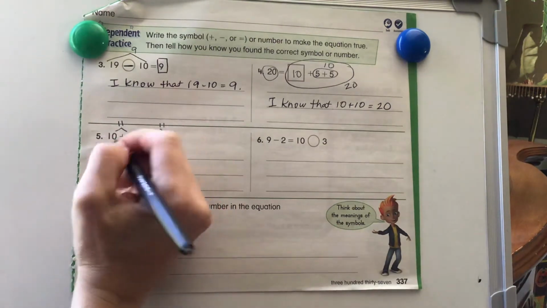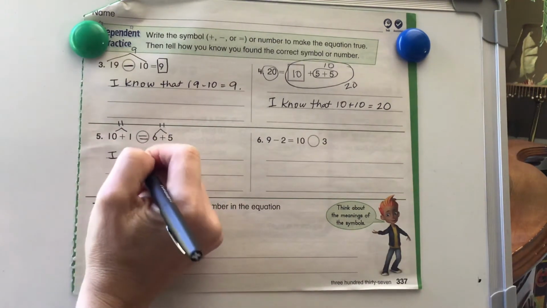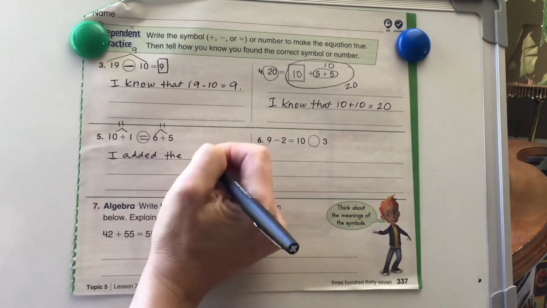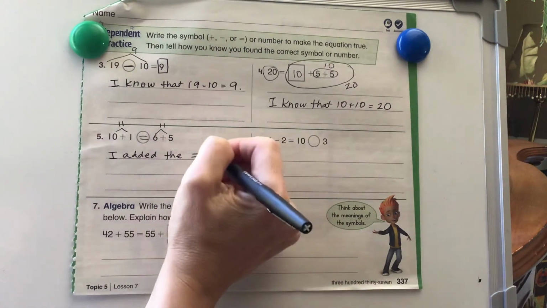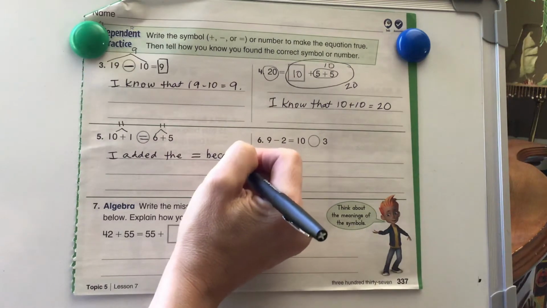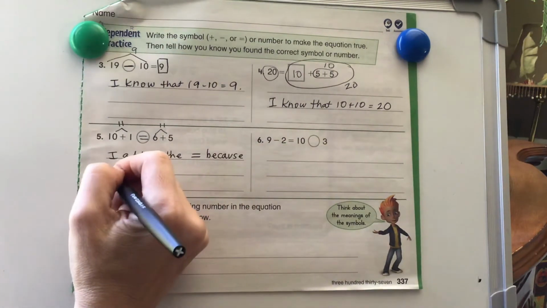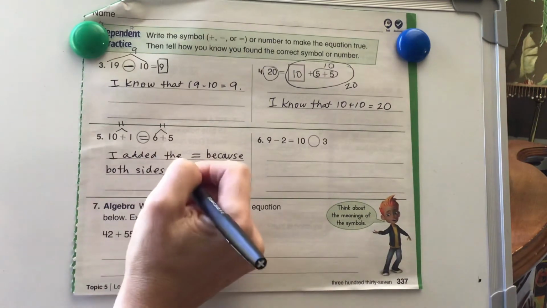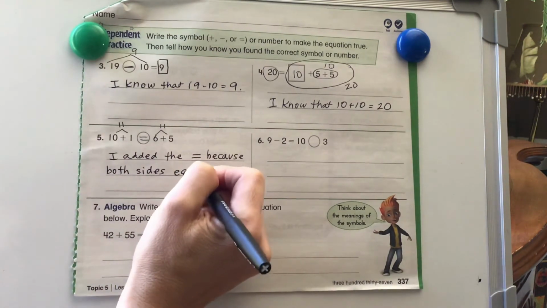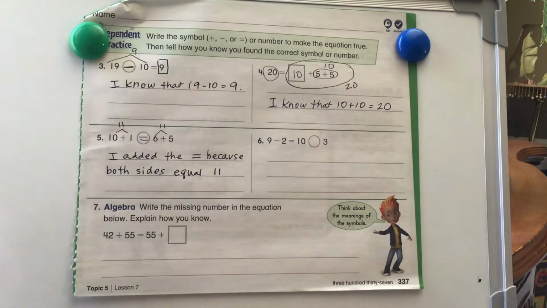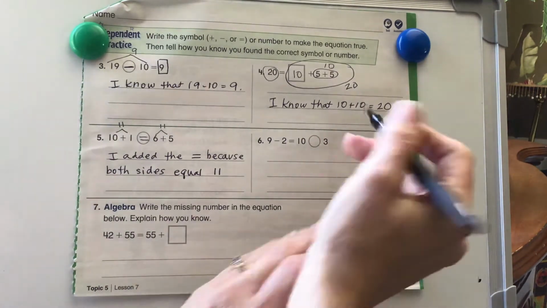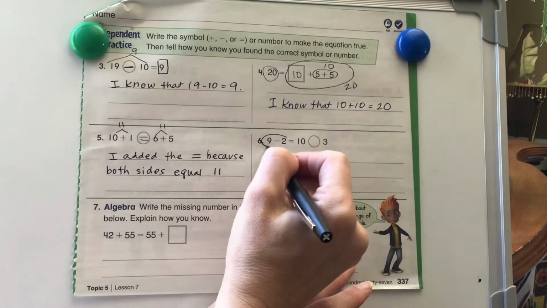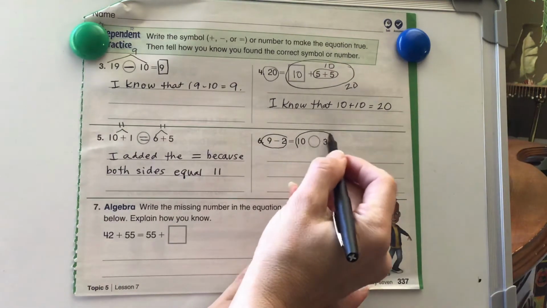Okay? So I can say, I added the equal sign because both sides equal 11. Okay? Now let's take a look at this one. We have our equal sign. Ooh, this is tricky. This here has to equal this here.